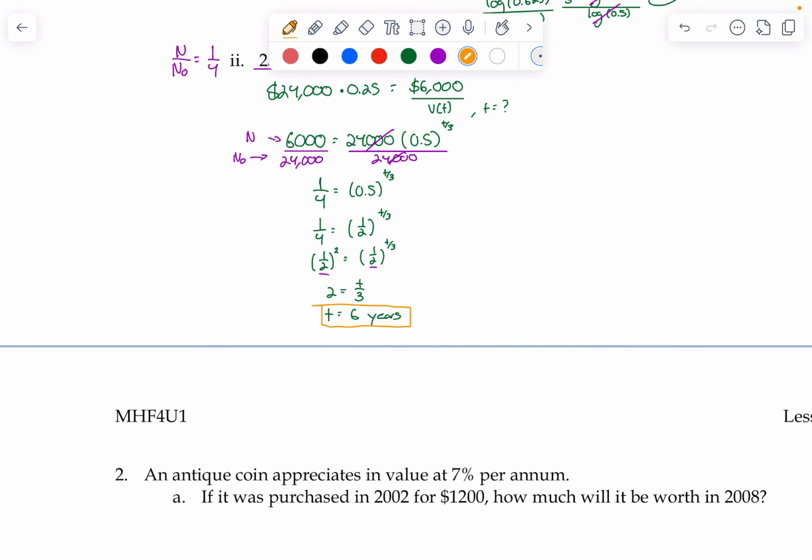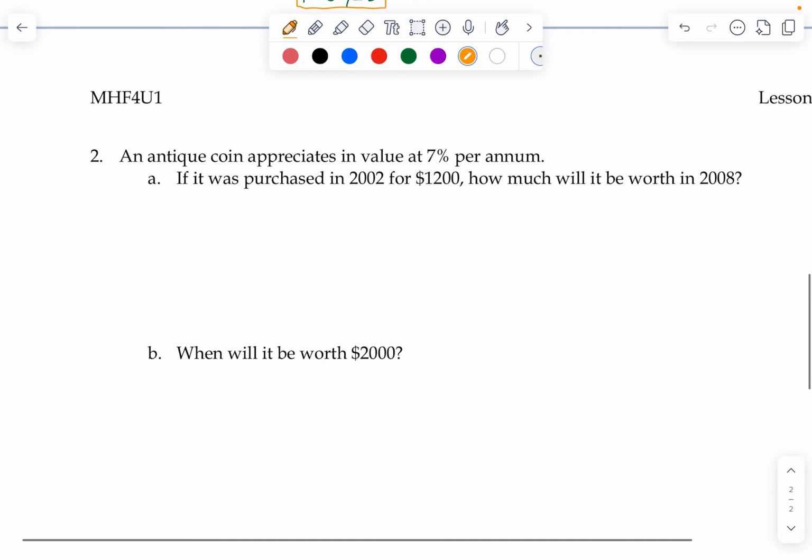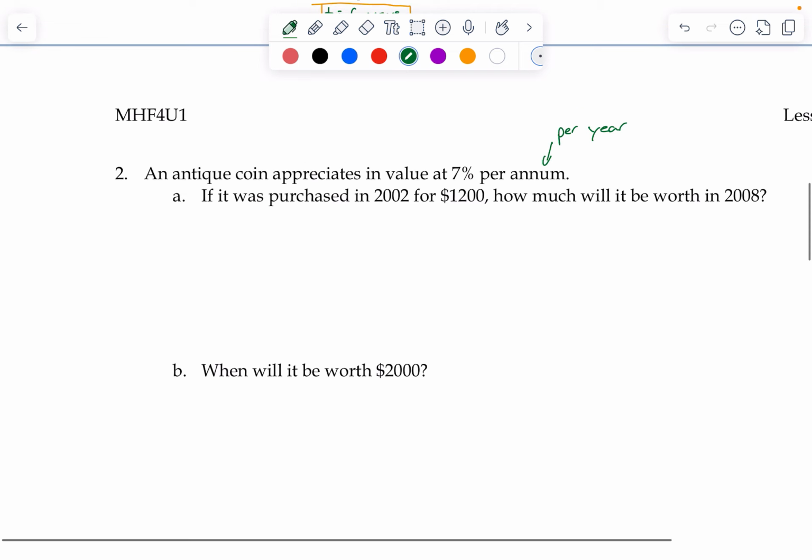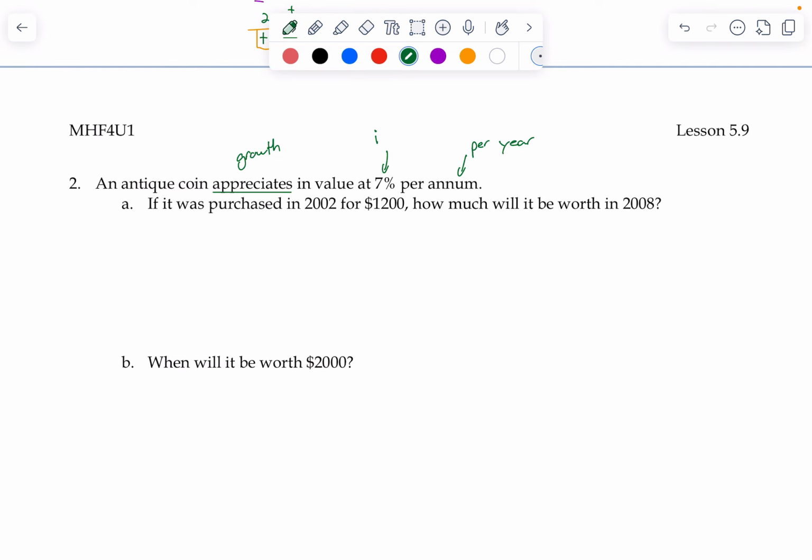Question 2. An antique coin appreciates in value at 7% per annum. Per annum just means per year. And it's telling you that it's appreciating, so that means it's growth. And this is the interest rate. That's what that's giving you. That's i.